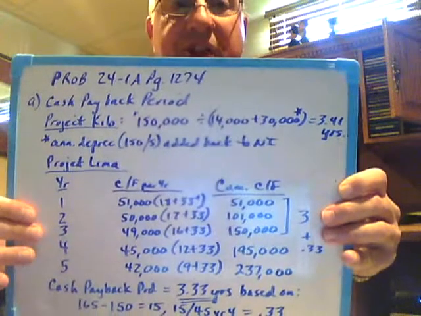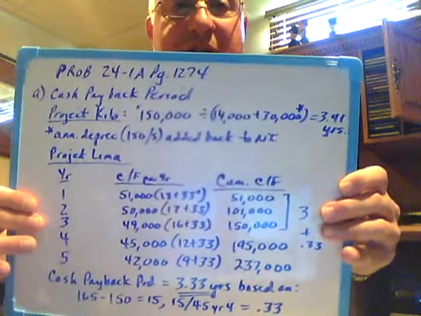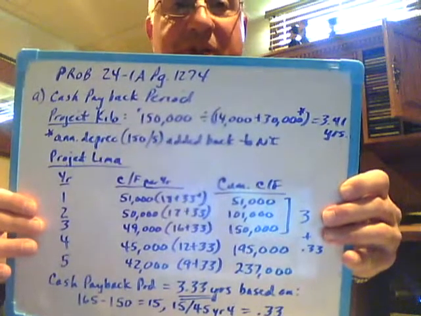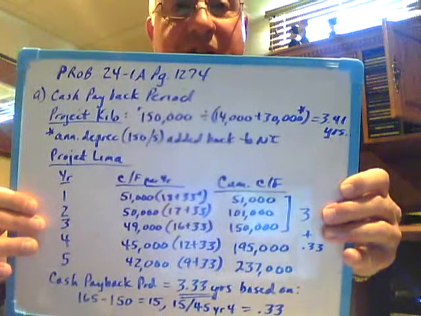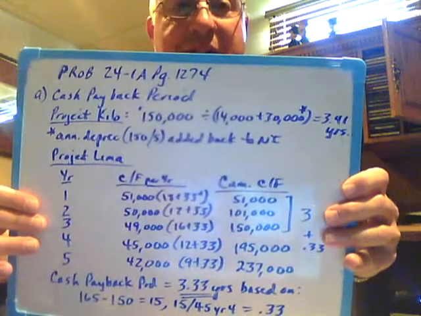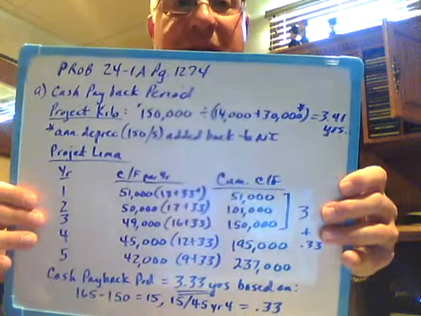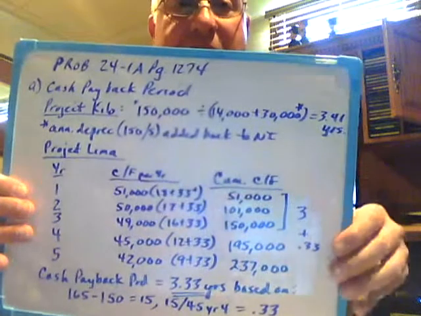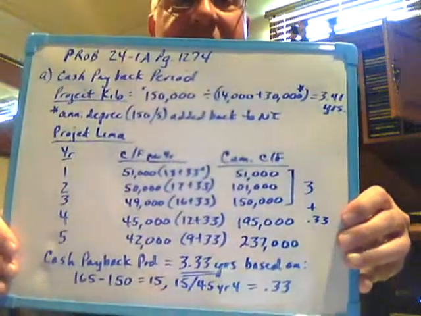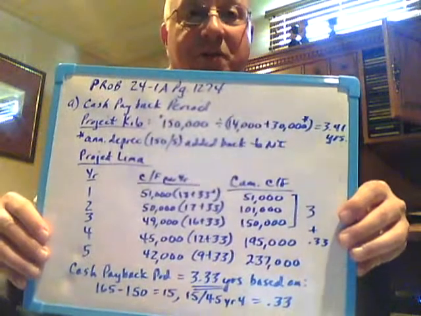So knowing that, our cash payback period will be 3.33 years. We got 3 full years to get $150,000 in cash flow, 1/3 of the following year, year 4, to get the remaining $15,000 based on a cash flow of $45,000 in year 4. So hopefully everybody's with it on that. So that is the cash payback period for those 2 projects.